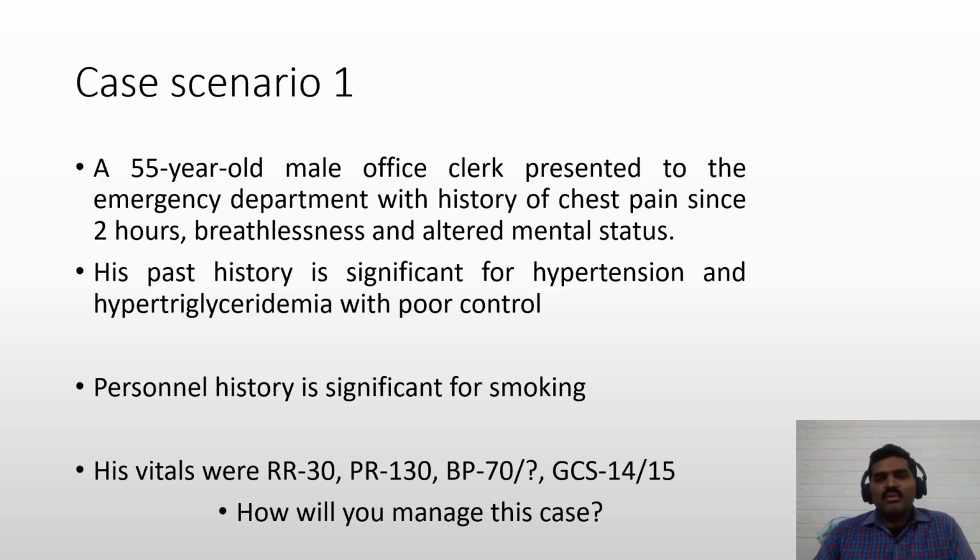His vitals at the time of presentation were a respiratory rate of 30, a pulse rate of 130 beats per minute, and BP 70 millimeters of mercury systolic. Diastolic BP is not recordable. GCS was 14/15. Now, how are you going to approach this, and what is your diagnosis in this case?